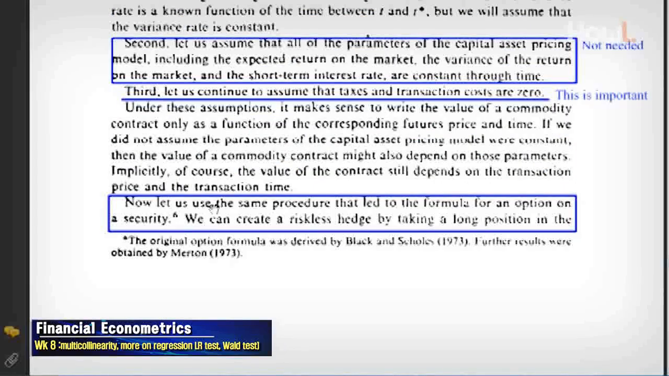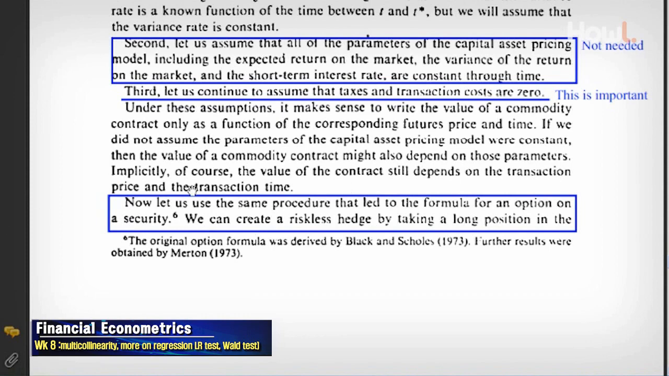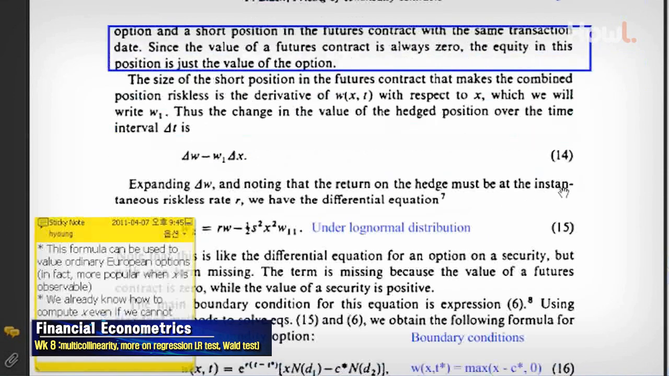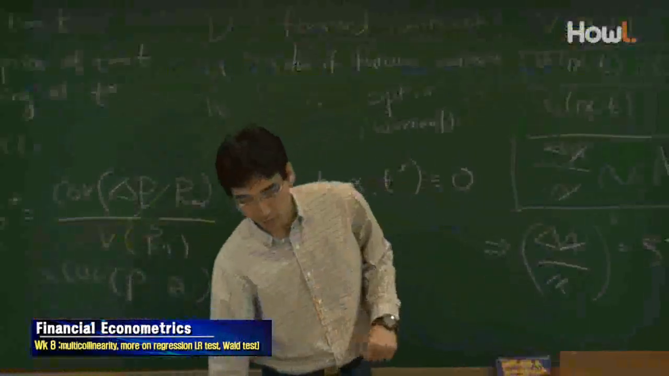Now let us use the same procedure that led to the formula for an option on a security, the Black-Scholes formula. We can create a riskless hedge by taking a long position in the option and a short position in the futures contract with the same maturity date. Since the value of the futures contract is already 0, the equity in this position is just the value of the option. I think we don't have enough time.